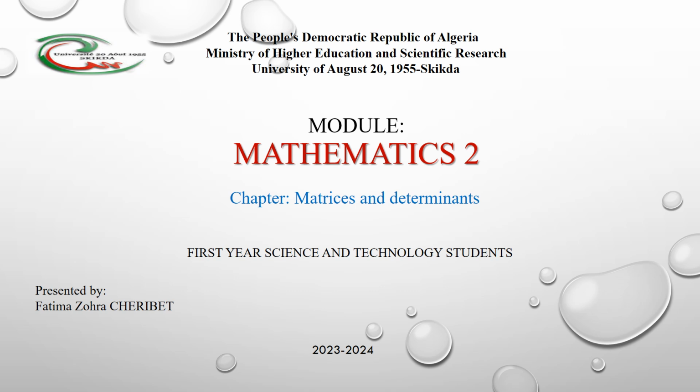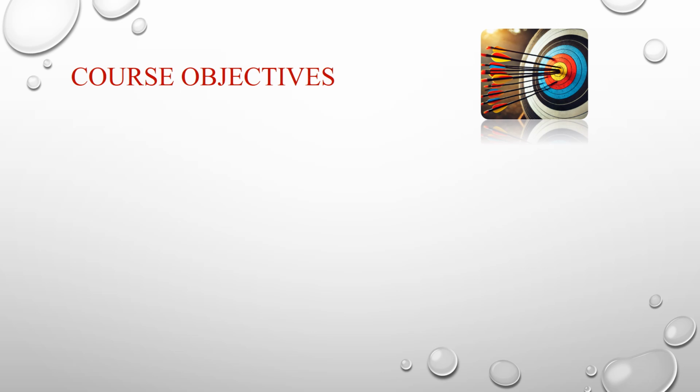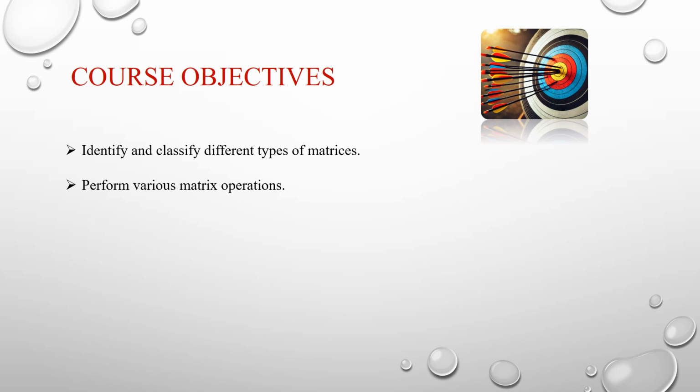Let's get started. In this chapter, we have a few key objectives to achieve. First, we will learn how to identify and classify different types of matrices. Next, we will practice performing various matrix operations such as addition, subtraction, and multiplication. We will also learn how to compute the determinant of a matrix and how to find the inverse of a matrix. Now that we understand our objectives, let's dive into the heart of the chapter and explore the fundamental concepts of matrices and determinants.